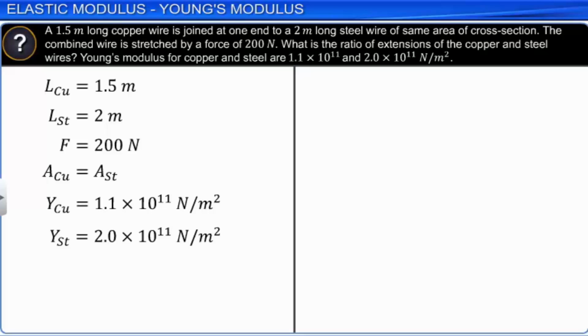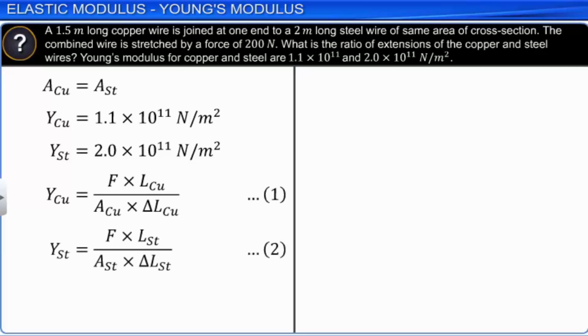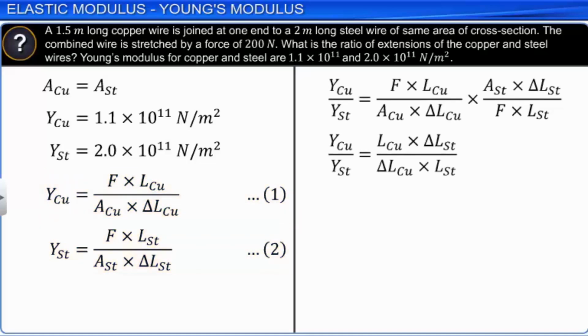F. We rearrange the equation to get the ratio of delta L steel to delta L copper. Now, substitute values into the right side of the expression. We simplify to get the ratio of extension of the copper wire to steel wire as 11:15.